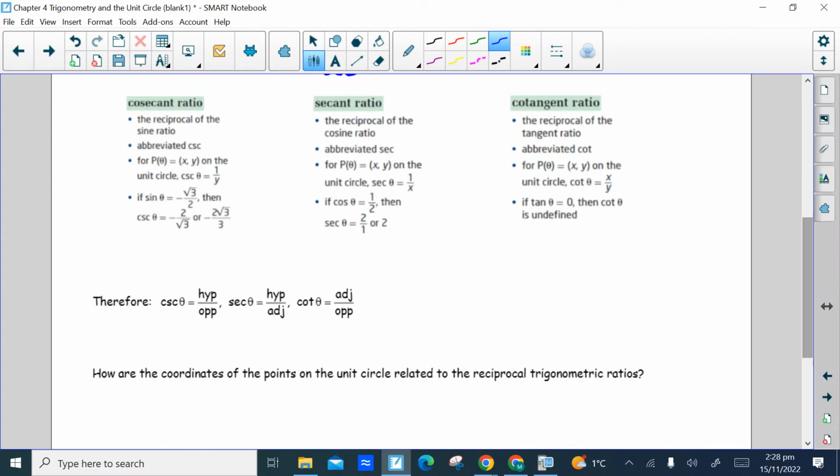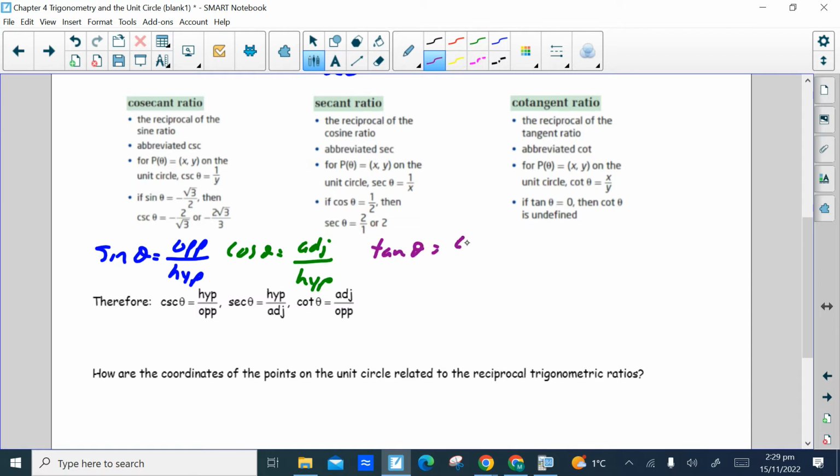Okay? Also remember that sine is opposite over hypotenuse. That's from SOHCAHTOA. So the cosecant will be hypotenuse over opposite. From SOHCAHTOA, the cosine is adjacent over hypotenuse. So the secant is hypotenuse over adjacent. And SOHCAHTOA tells us that the tan of theta is opposite over adjacent. So the cotan is adjacent over opposite.